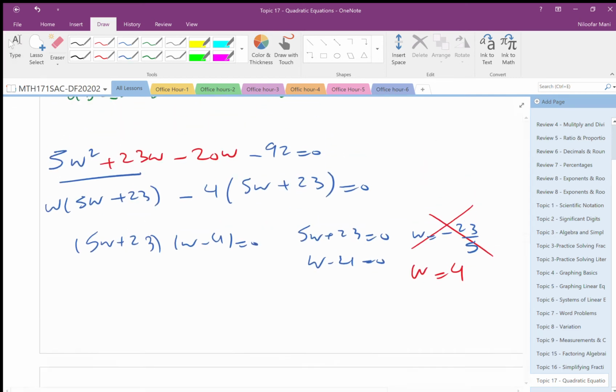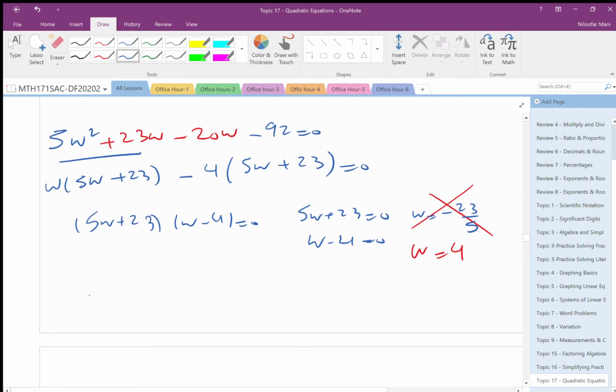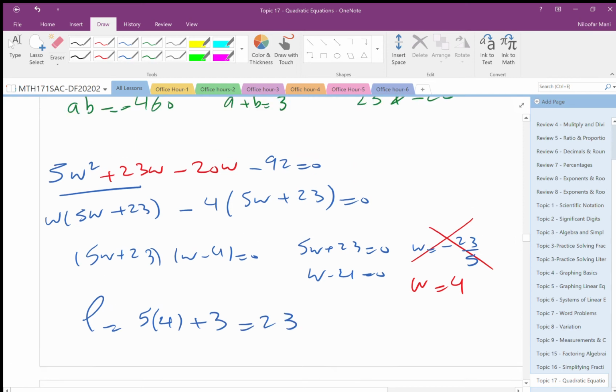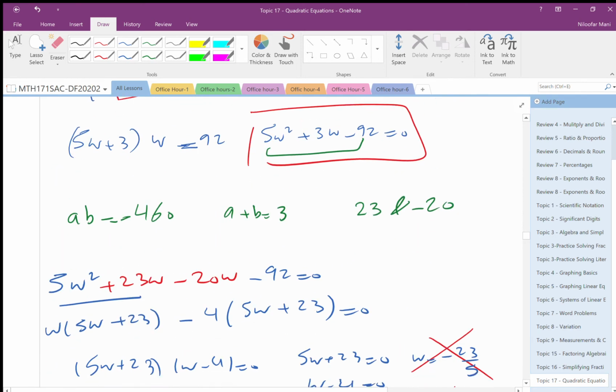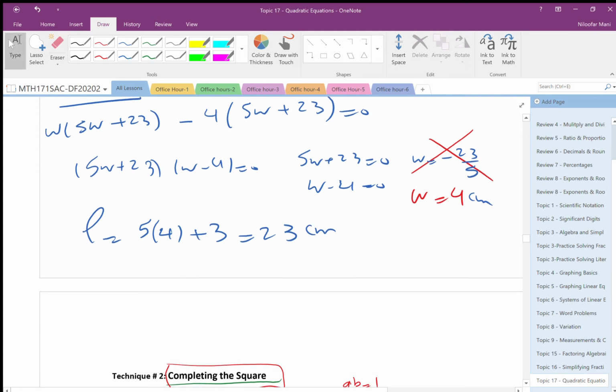Okay, so W is 4, and L is 5 multiplied by 4 plus 3, which is 23. So 23 what? I have to read the question. Centimeter. So this is centimeters and this is centimeters. At the end, I have to write a sentence. Okay, so that's that here.